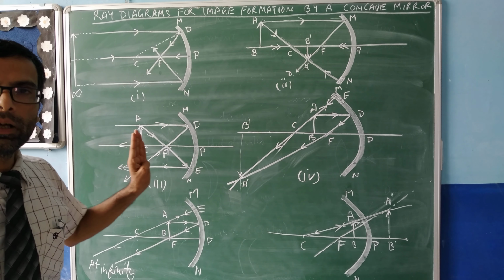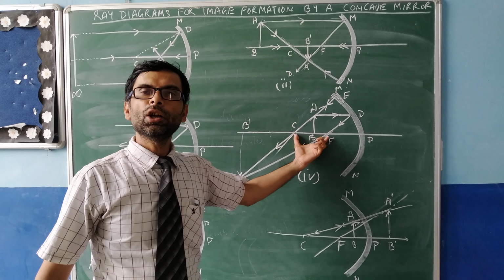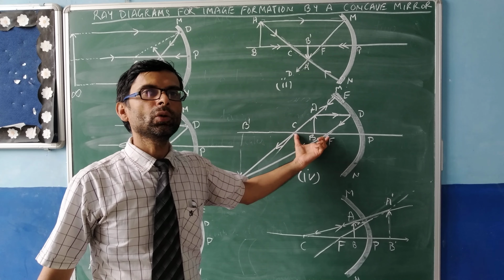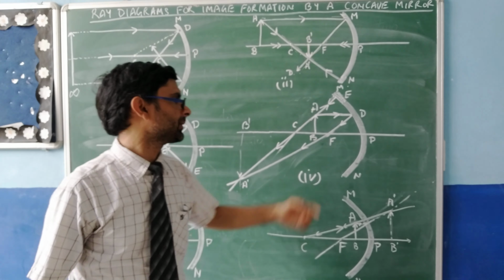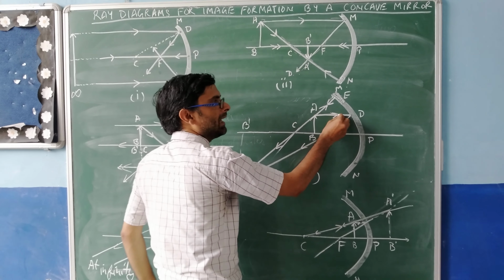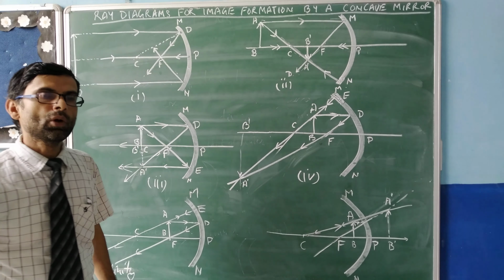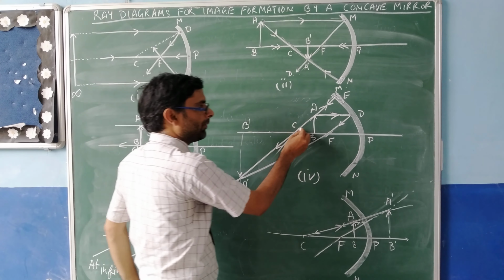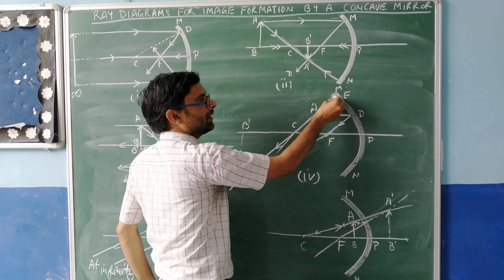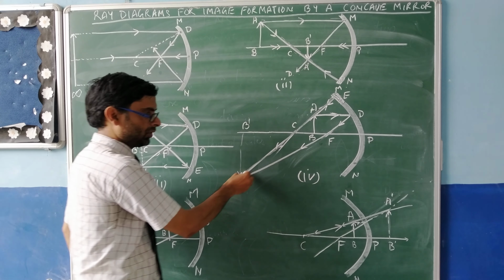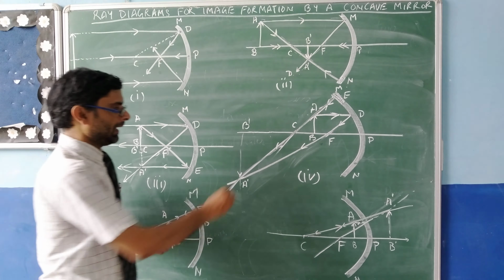Now bring our object closer to the mirror, between the center of curvature and focus. This is the location of the object between the center of curvature and focus. Again draw a line parallel to the principal axis; after getting reflected it passes through the focus. And a ray passing through the center of curvature after getting reflected passes through the center only, and they meet at this point.